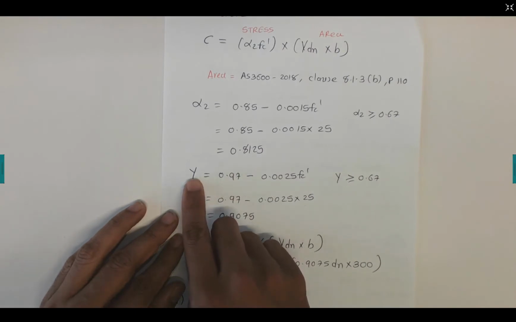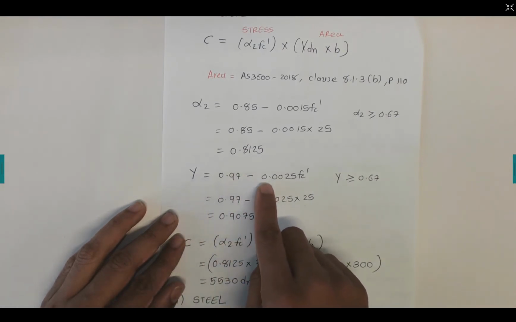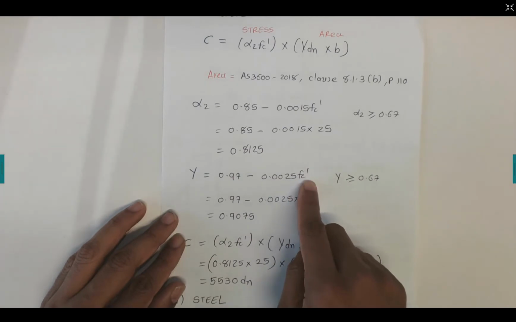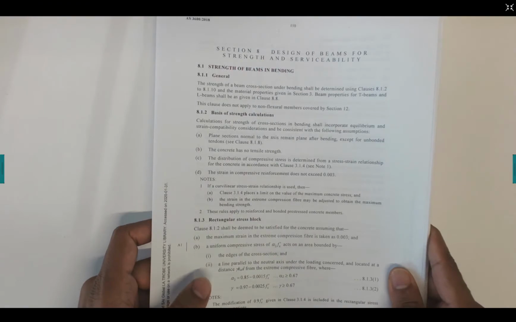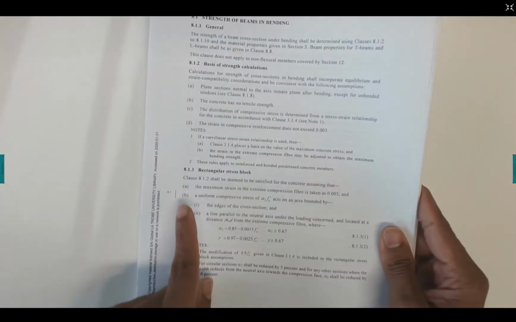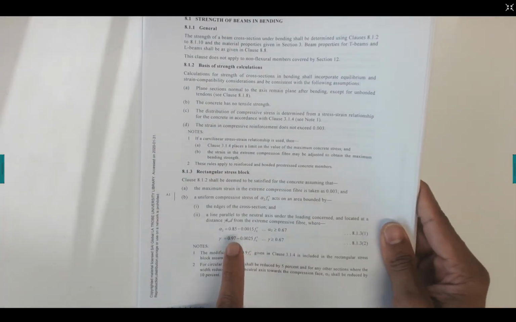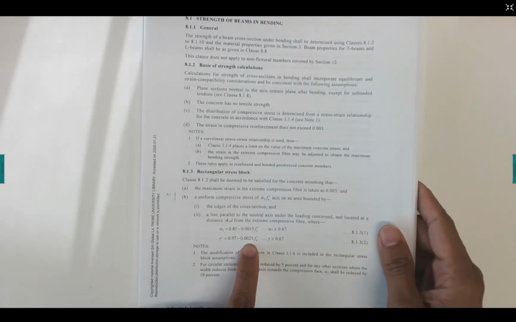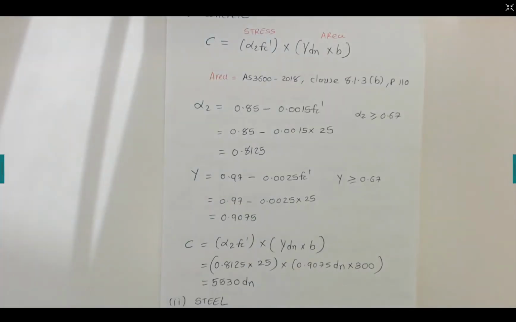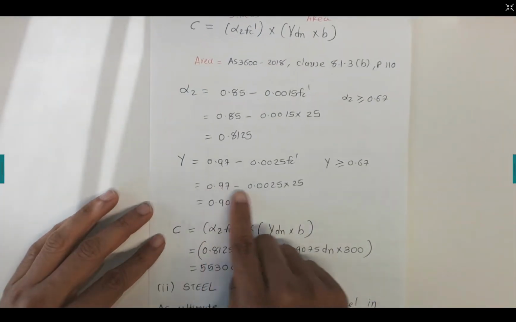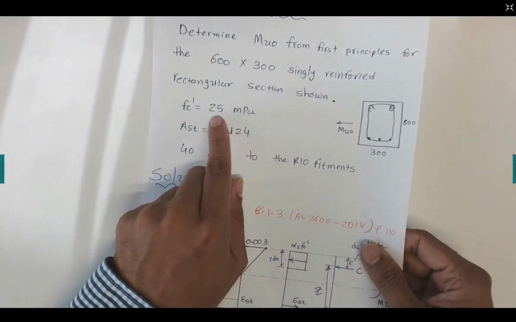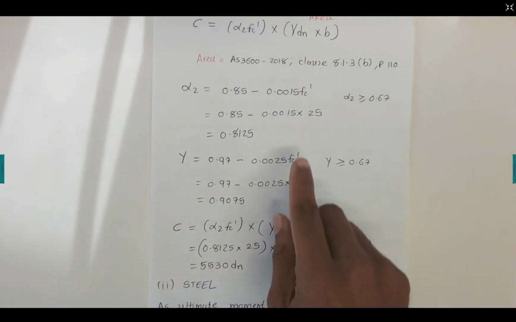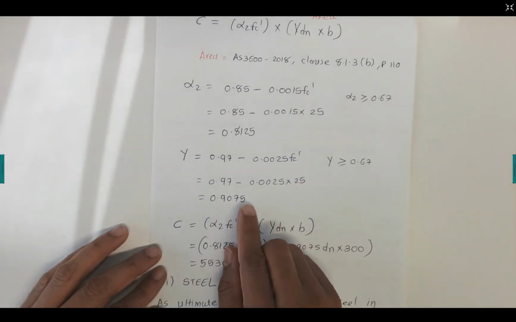Now the gamma value is 0.97 take away 0.025 fc dash, and that gamma equation comes from page number 110, clause 8.1.3. Gamma is equal to 0.97 take away 0.025 fc dash, and that gamma value should be greater than 0.67. Once you substitute this fc dash value of 25, which is given in the question, we get 0.9075.